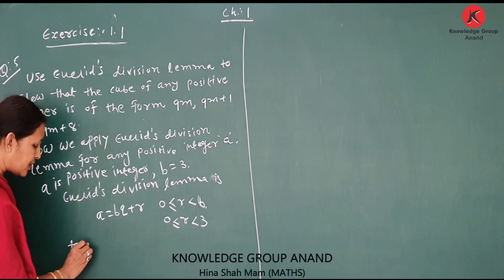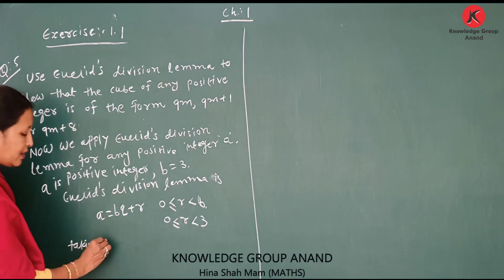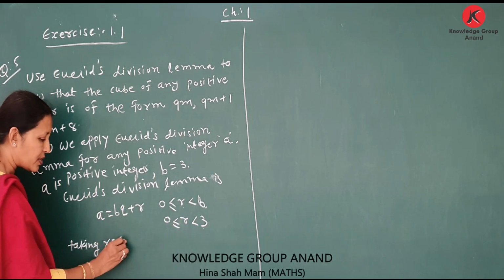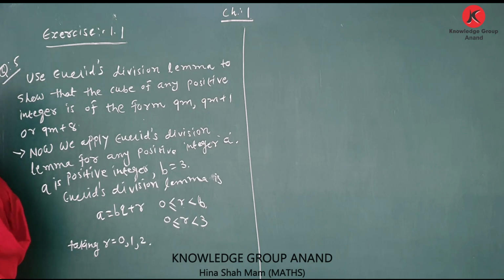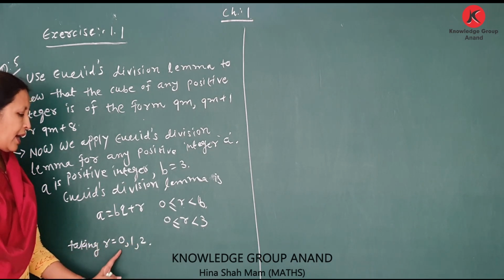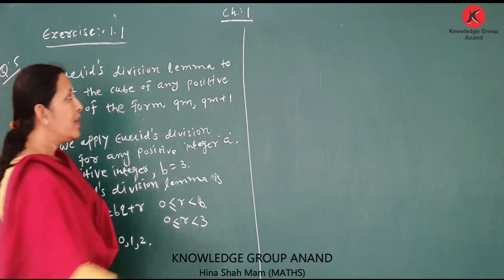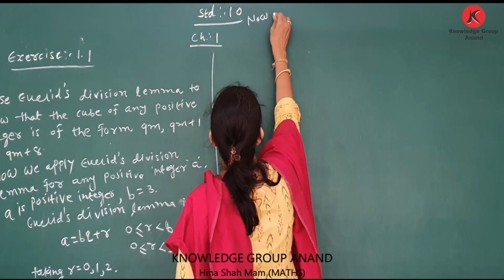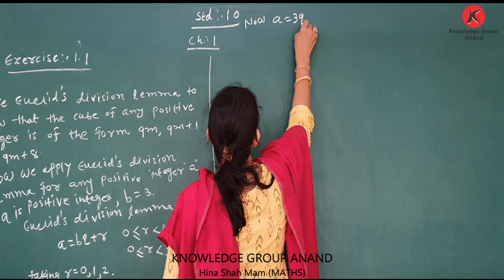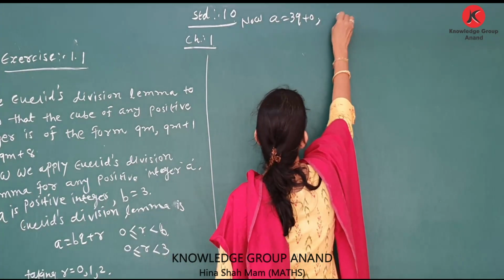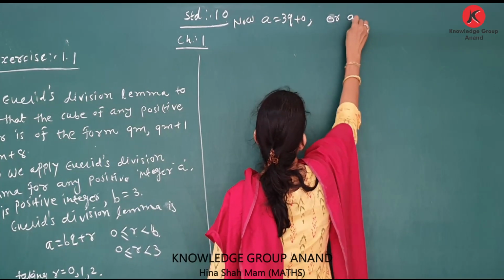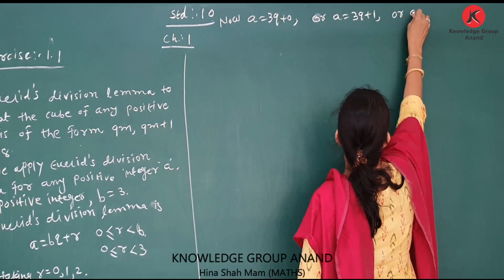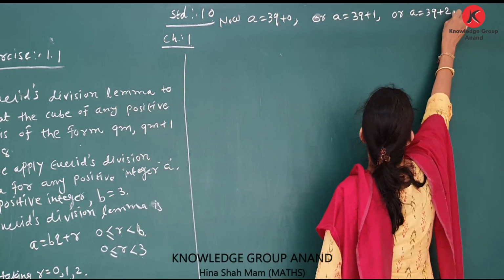Taking R, which values of R? 0 less than or equal to R less than 3. Therefore R is equal to 0, 1 and 2. Here we take R equal to 0, 1, 2. Now A is equal to 3q plus 0, or A is equal to 3q plus 1, or A is equal to 3q plus 2.